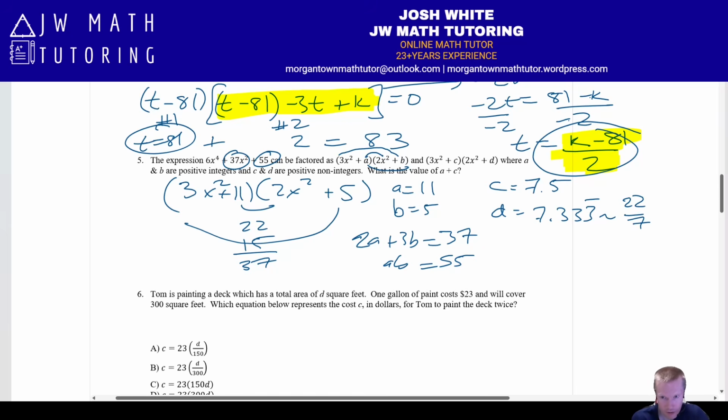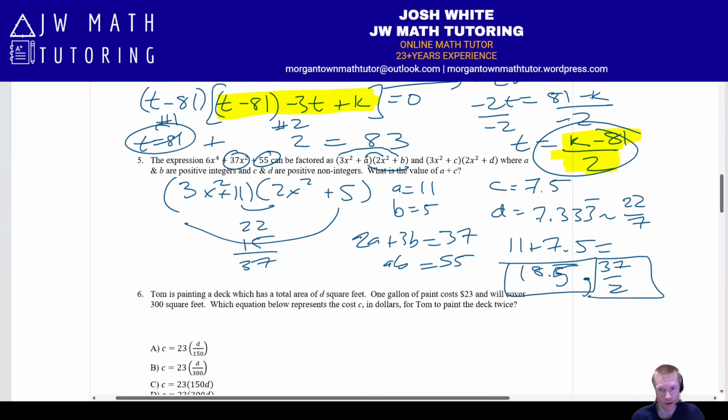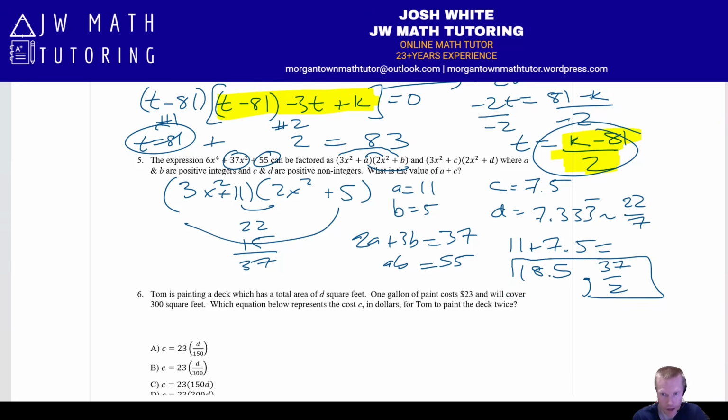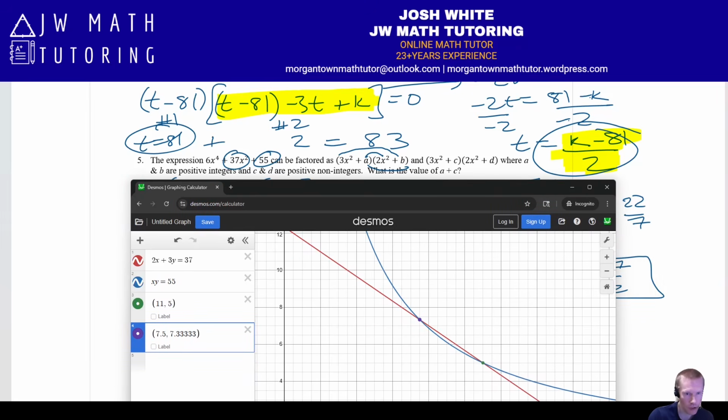Okay, so A plus C, 11 plus 7.5, is 18.5. That's your correct answer. That's what you would type in. That's what you would report. You could also technically do it as 37 over 2 as well. So either 18.5 or 37 over 2. Either of those would be accepted as correct. So that's one method to do it. Now I'll show a second alternate method you can use. So you can do regression.